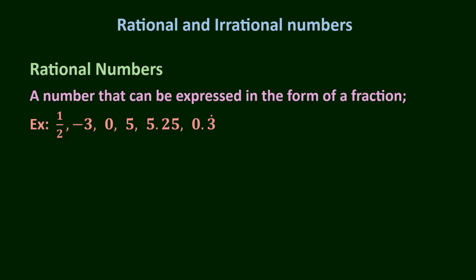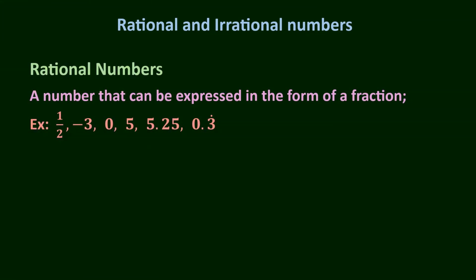Some may assume recurring decimals are not rational numbers. But for recurring decimals, for example, we have considered 0.3 recurring, 0.3333, and so on. 0.333 recurring can be represented as 1 upon 3. 1 upon 3 is a fraction, so it is a rational number.